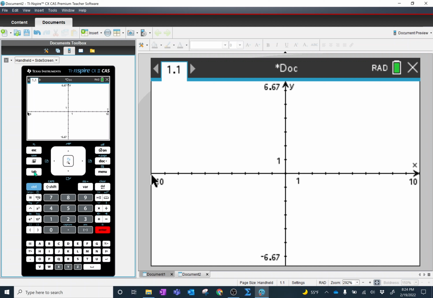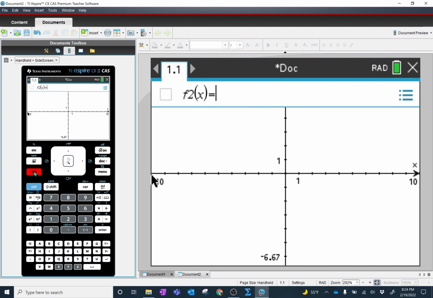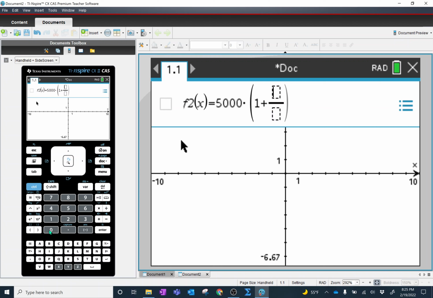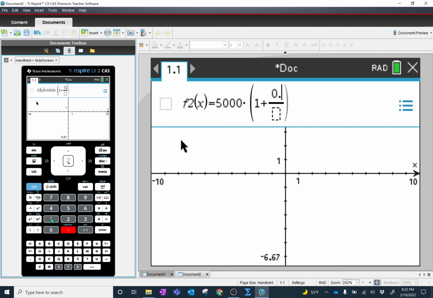So to get back up to the equations, hit the tab. See our F2 popped up. So here we want to put 5,000. Then we need the times, right? We have to put the times in there and open our parenthesis. Then we were doing 1 plus, and then we had a fraction. So go over here and insert a fraction. And that was 0.16 over, we decided n was 4.